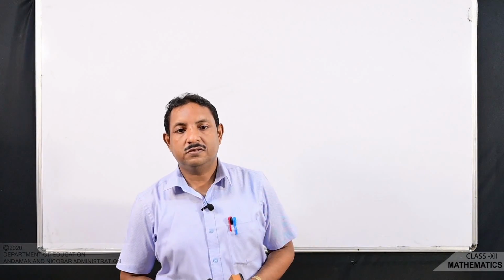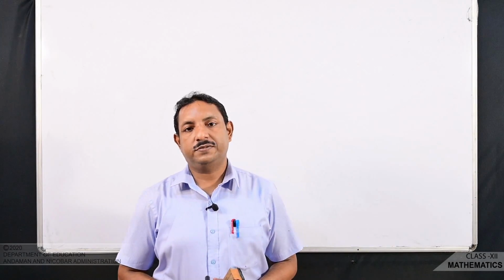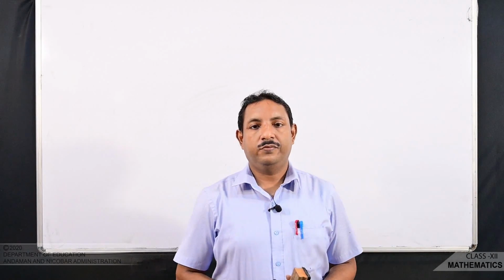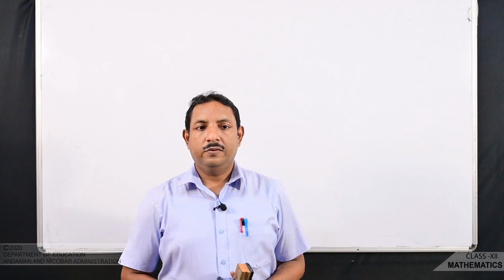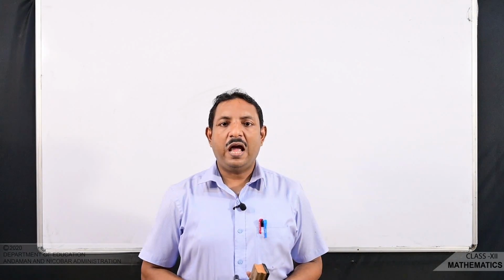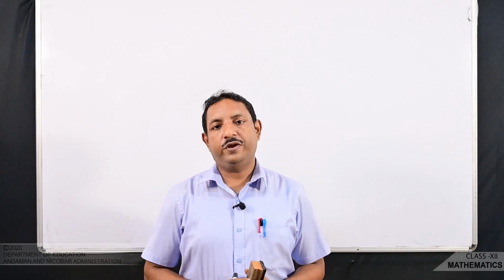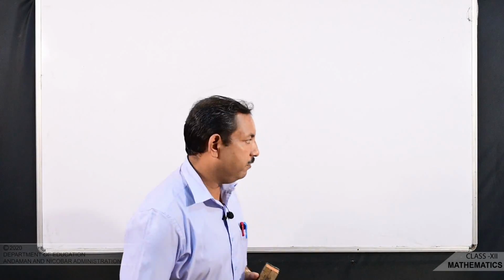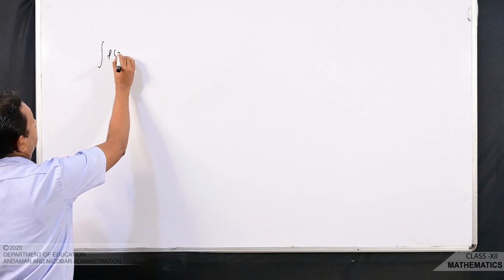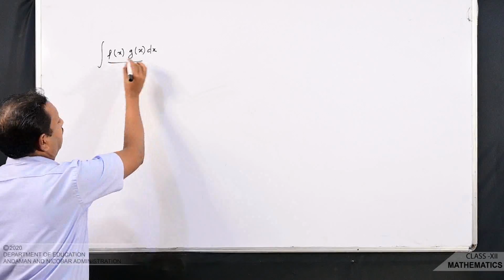In the last class, we discussed different forms of integration by partial fractions. Today, we discuss integration by parts. So, here the problem is when you are given the integration of the product of two functions, that is, the integral of f of x and g of x dx. What can we do in that case?